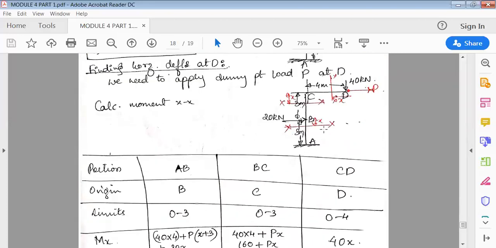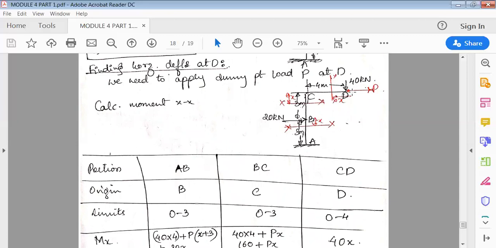Again, use the table and find portions AB, BC, CD. The origin for AB is B, BC is C, CD is D. Okay, limits 0 to 3, 0 to 3, 0 to 4. Now moments. In the AB portion, I've cut the section here. Now to the right side of AB, there are only two loads acting. One is 40, the other is P.